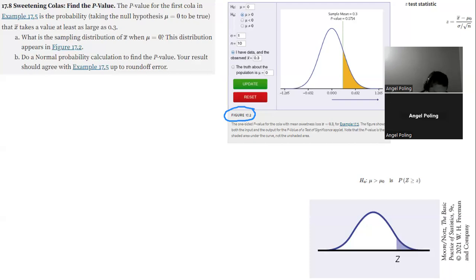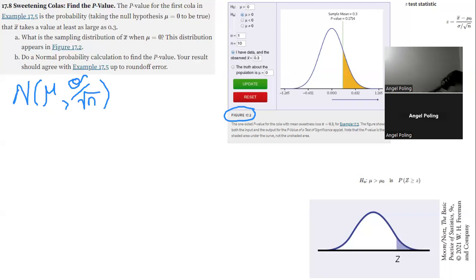Okay, so they want us to look at this figure and say what the distribution is. It's a normal distribution. We know that by looking at it. It's a bell-shaped curve. So it is a normal distribution. The mean is mu, and the standard deviation is sigma divided by root n. So we need to find these values.